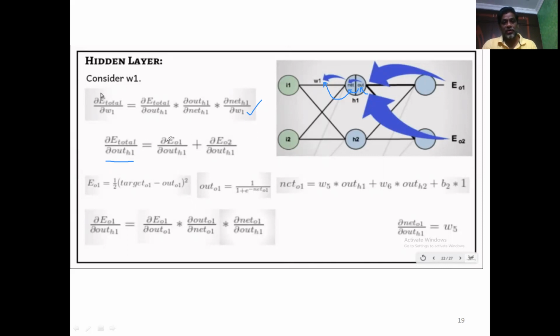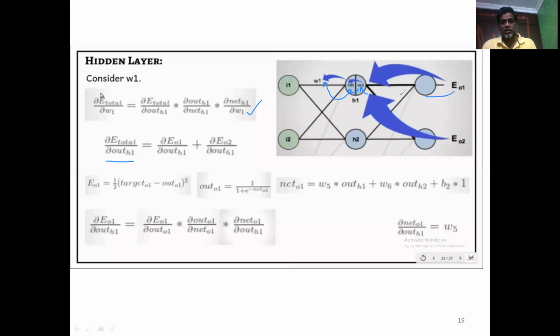Okay, so it is going to be ∂EO1/∂outH1 plus ∂EO2/∂outH1. Individually, you need to calculate, right? So we know that EO1 is half into (target O1 minus out O1) whole square, and out O1 is this formula, net O1 is this formula, and this ∂EO1/∂outH1 becomes ∂EO1/∂outO1 into ∂outO1/∂netO1 into ∂netO1/∂outH1. So we will reach from error term EO1 to this.